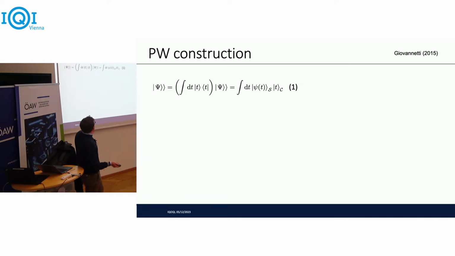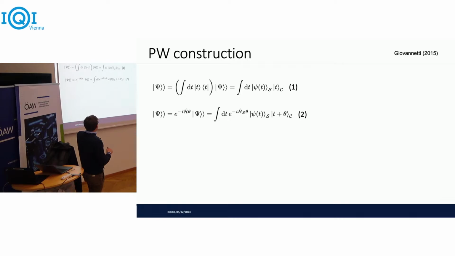And so in general, we can write any state of the universe. We just decompose it in this basis, let's say. So we just insert this identity like this, and we write it like that. Now, we use the algebra of the clock here.